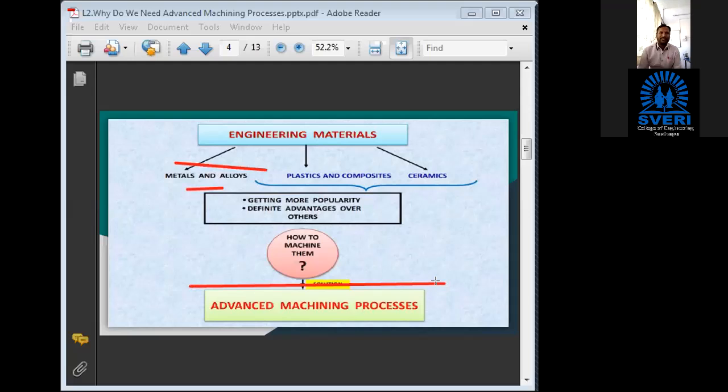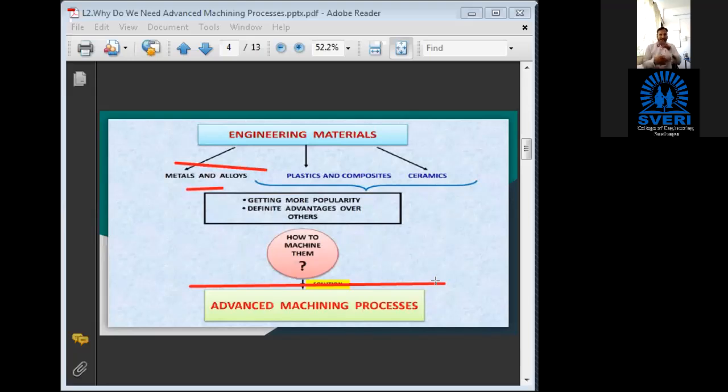Now I will tell you why we need this advanced machining process. Because with the help of it, we can machine, I mean the operation, any hard material, any type of workpiece material. We can machine it or cut it. There is no barrier of hardness. For that purpose, we should know advanced machining processes. So this is the reason why to study this subject.